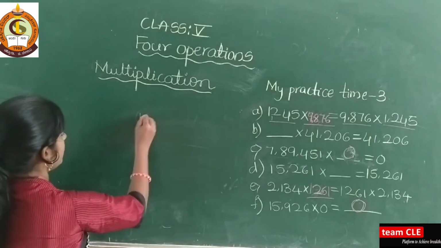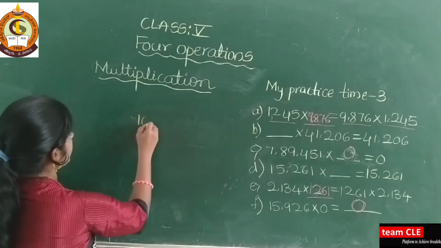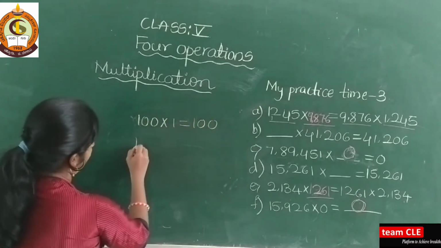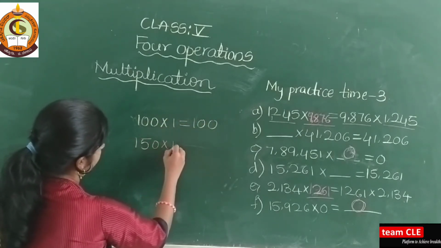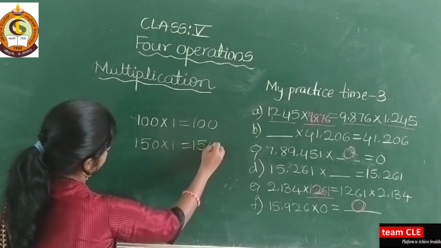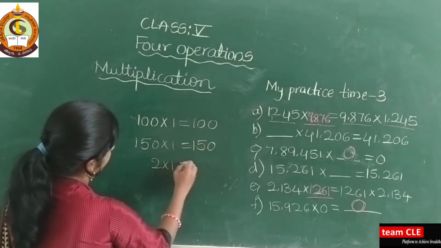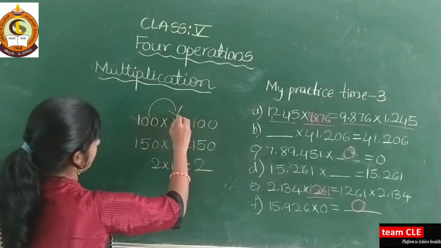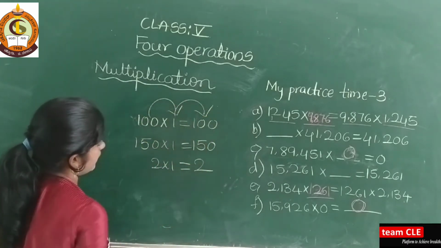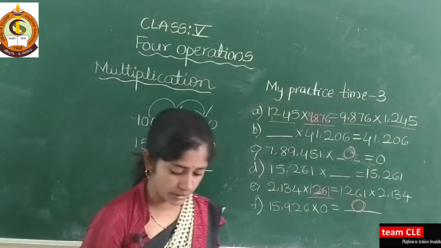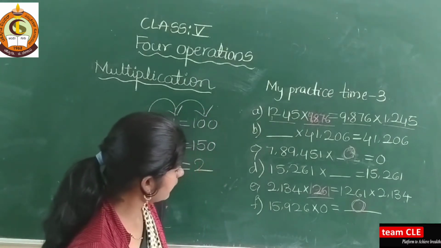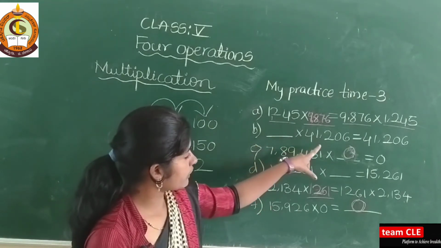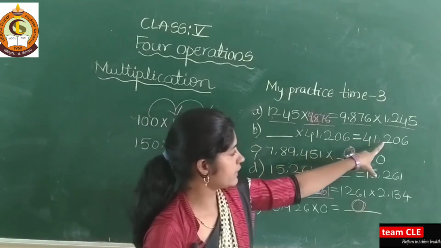For example, 100 into 1 is 100, 150 into 1 is 150, 2 into 1 is 2. You take any number and multiply it with 1, the answer is the number itself.